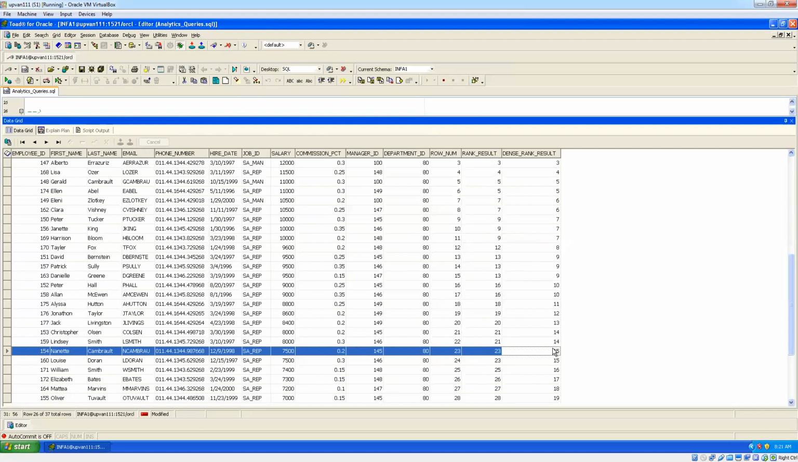What information do I get from here? 15. Looking at the 15, we get the information that the salary this particular employee is making is the 15th highest salary in the same group.